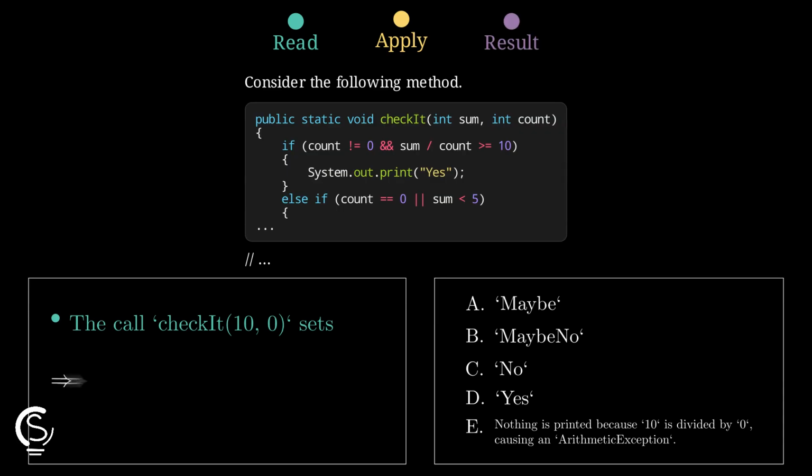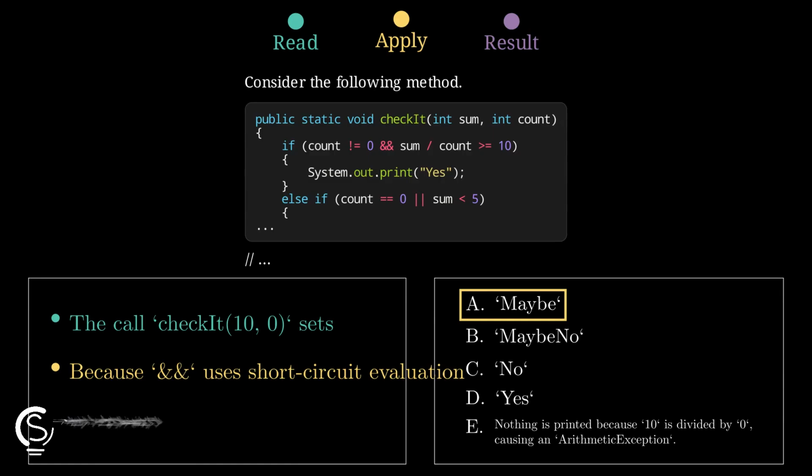Now we check the else if condition. Since count equals 0 is true, the entire OR statement is true immediately, so the program prints maybe. Well done! Option A is correct.